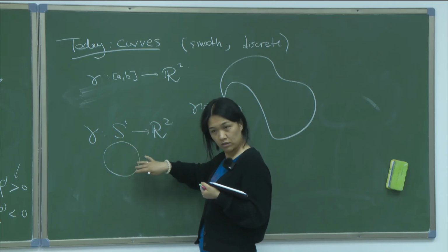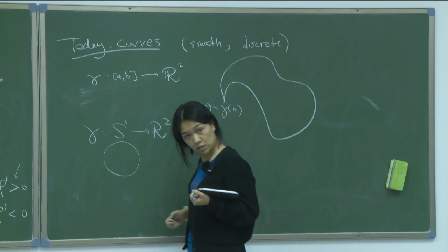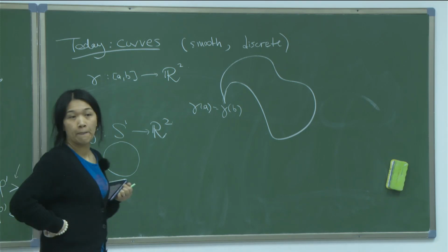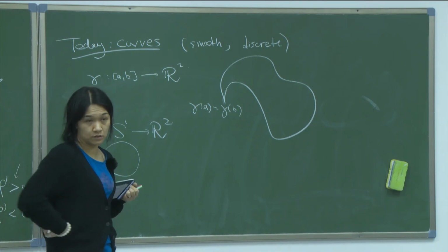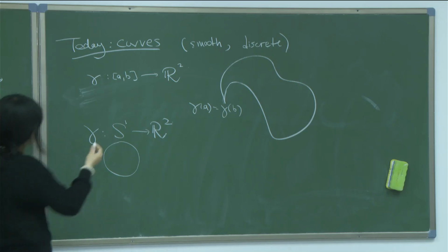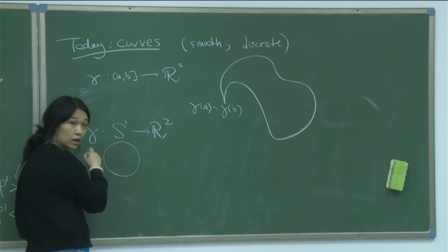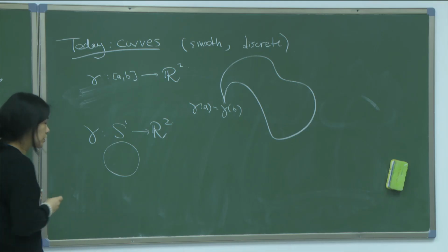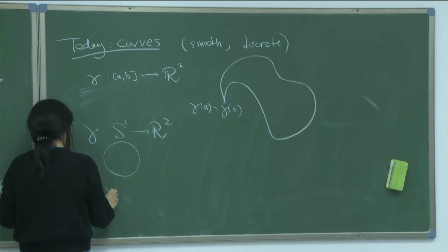And actually, for S1 we could only consider the case when A equals 0 and B equals 1. Well, there are reasons not to do that. We can think that 0 and 1 are the same. There are multiple ways to define that. So the question is now what smooth means.